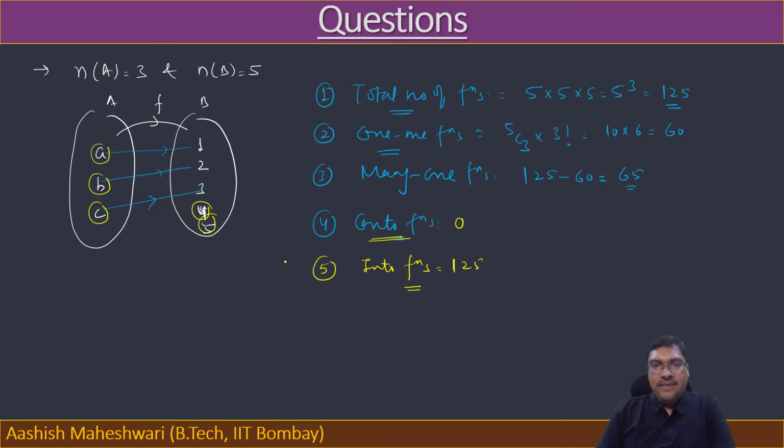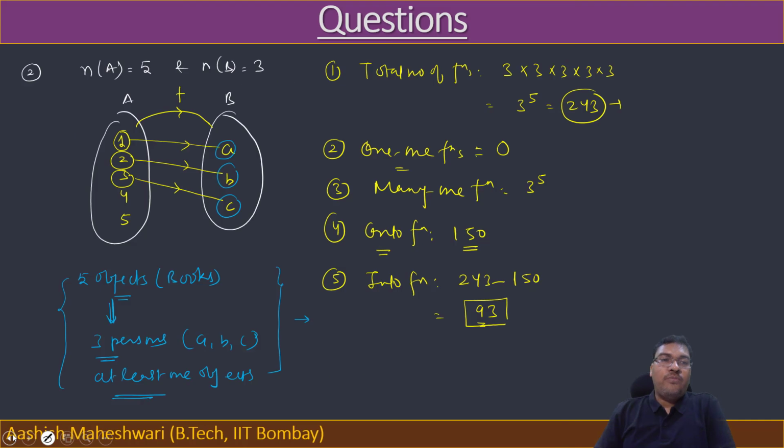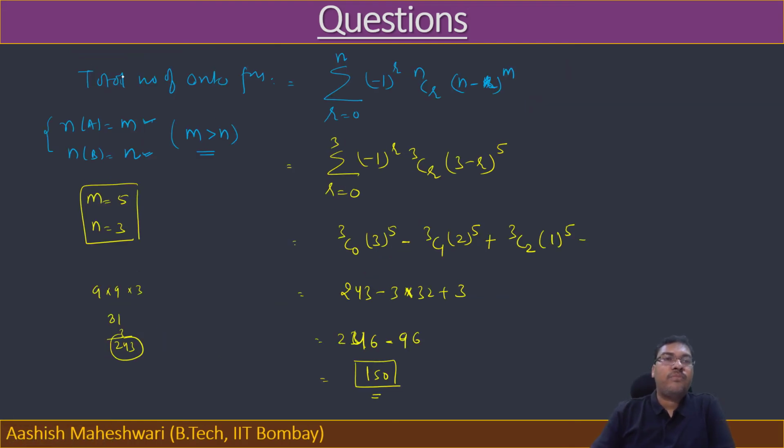This part is easy, I think, because it's a straightforward question where you have to find the number of one-one, onto, many-one, into functions where the number of elements in set A is less than the number of elements in set B. Now the problem generally comes in the other case. I hope you understood this part, because you have to apply the total number of onto functions formula, which is given to you. I'll explain it again.